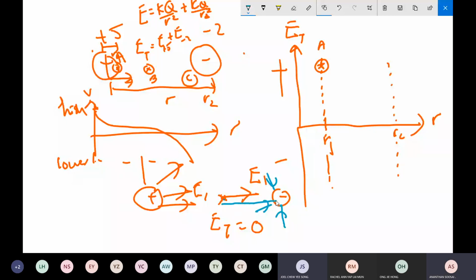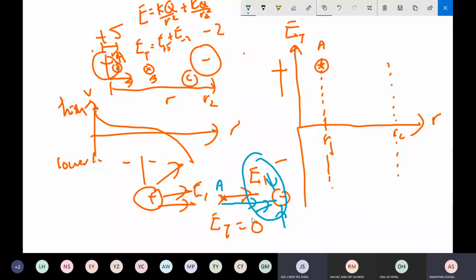It's to the right also, right? The electric field caused by the negative charge, the field is to the right. The field caused by the positive charge at this point, point A, is also to the right. So both fields are in the same direction, always to the right.